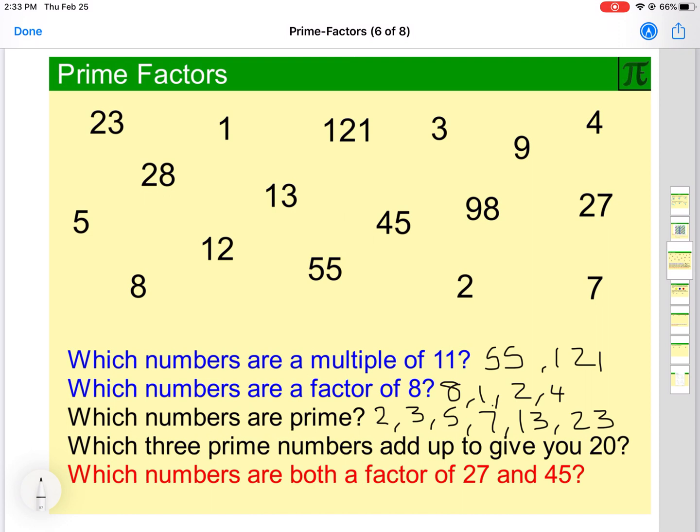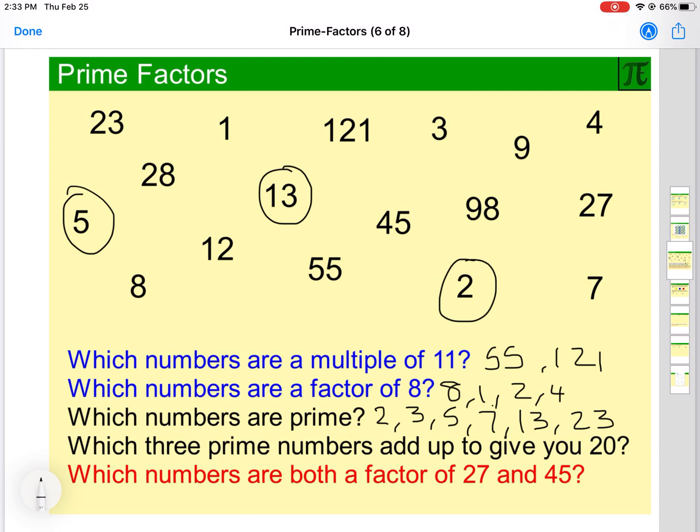Which 3 prime numbers add up to give you 20? So you're looking at the list here, finding 3 primes that add up to give you 20. Now for that one, I think there may only be one solution. 13, 2 and 5 would be your 3 numbers. 13 plus 2 plus 5 will give you 20.